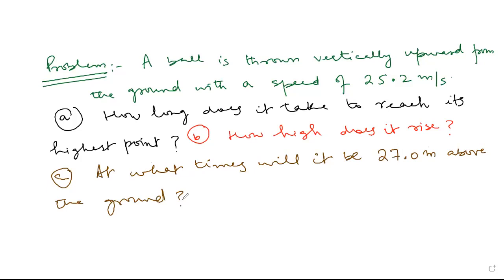Let me check the problem before moving to the solution. A ball is thrown vertically upward from the ground with a speed of 25.2 meter per second. Part A says, how long does it take to reach its highest point? Part B, how high does it rise? Part C, at what times will it be 27 meter above the ground?